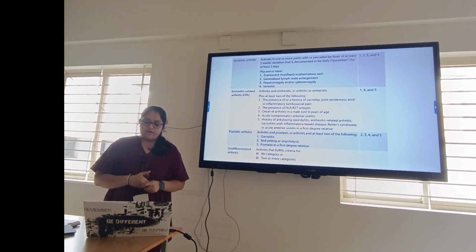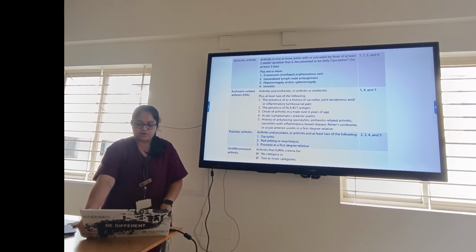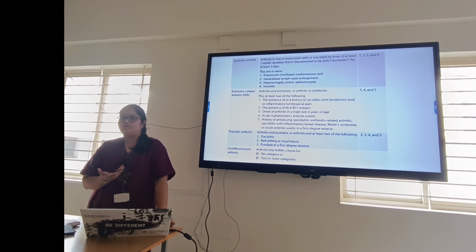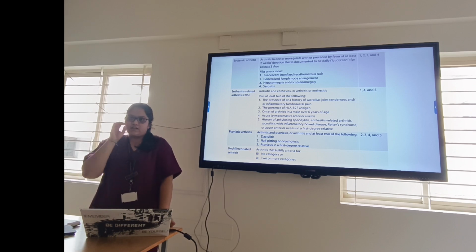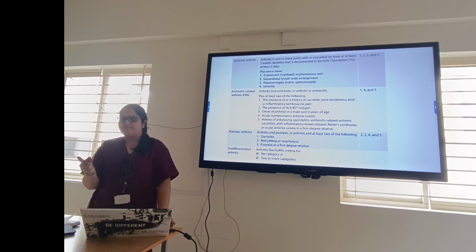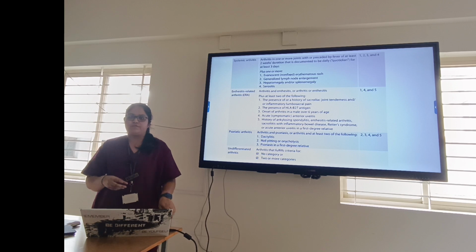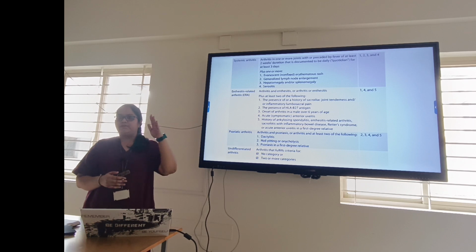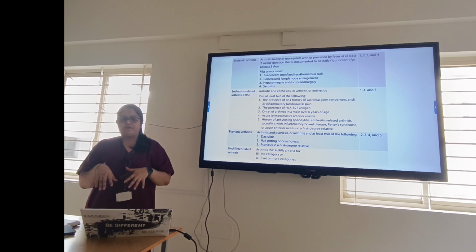The criteria also include onset of arthritis in a male over 6 years of age, acute anterior uveitis, history of ankylosing spondylitis, enthesitis related arthritis, sacroiliitis with inflammatory bowel disease, Reiter's syndrome, or acute anterior uveitis in a first degree relative. Then psoriatic arthritis. We know psoriasis is a skin disorder, and this arthritis occurs specifically in people who have psoriasis. It includes dactylitis, that is inflammation of the finger and toe joints, nail pitting and onycholysis, and psoriasis in first degree relatives. Undifferentiated arthritis is when the arthritis cannot be classified among the above, so it comes under the category of undifferentiated arthritis.